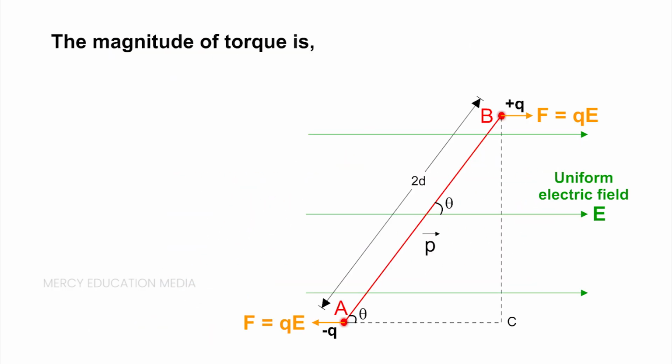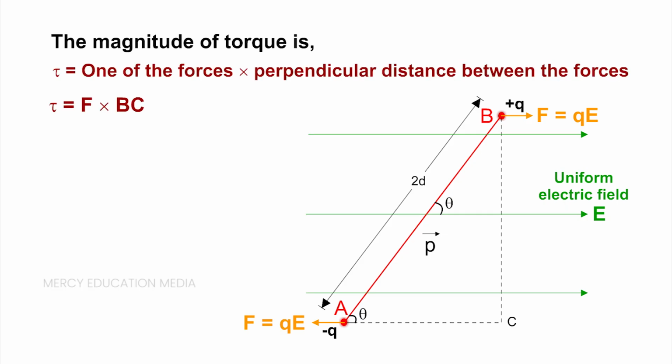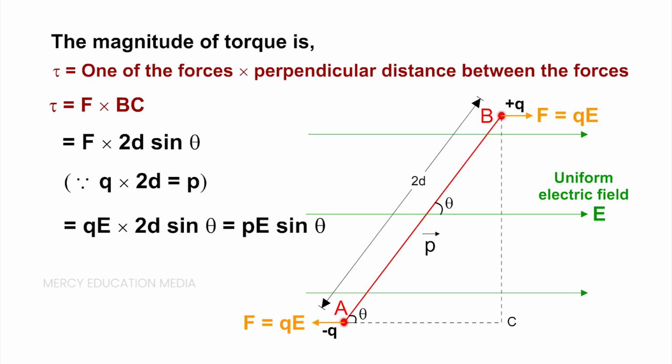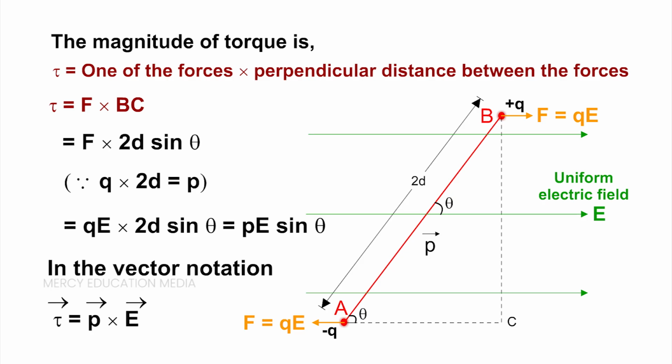The magnitude of torque is tau equals one of the forces times the perpendicular distance between the forces, equals F times 2d sine theta. Since Q times 2d equals P, tau equals QE times 2d sine theta, equals PE sine theta. In vector notation, vector tau equals vector P cross vector E.